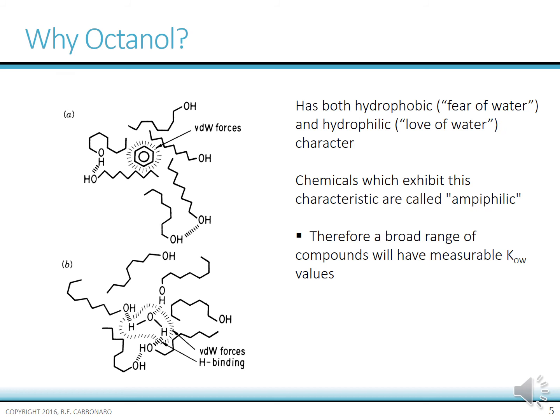So octanol, it just turns out, is a good surrogate because a lot of the environmental media that we're interested in, like NOM or lipid, has the same amphiphilic quality to it. So octanol, just for whatever reason, wound up being the solvent of choice to study how chemicals partition into these environmental media.